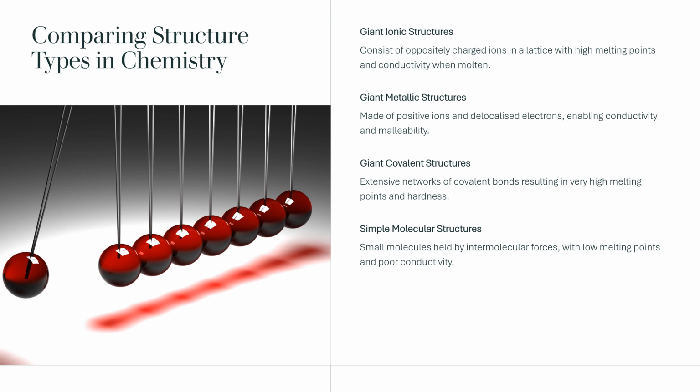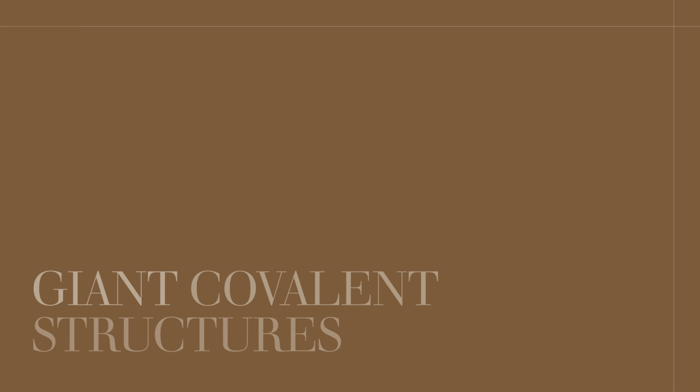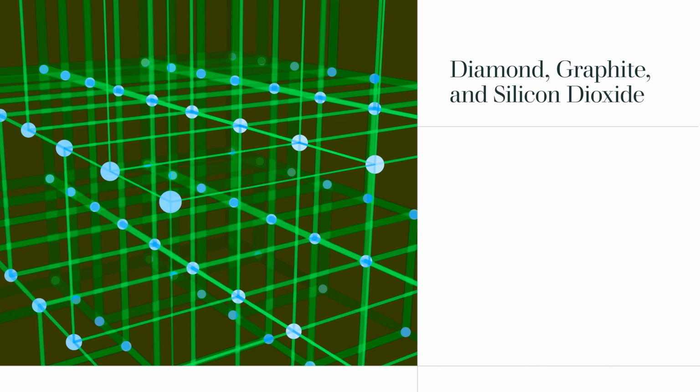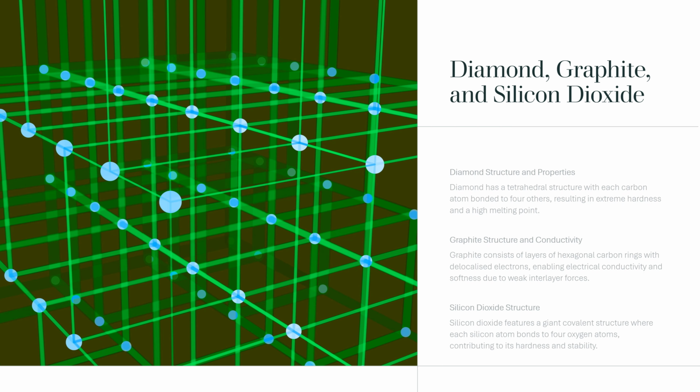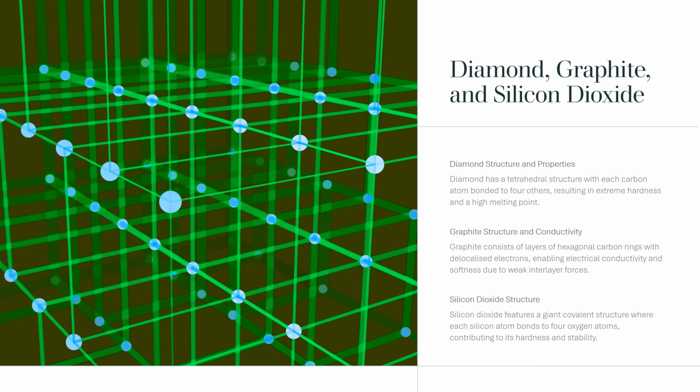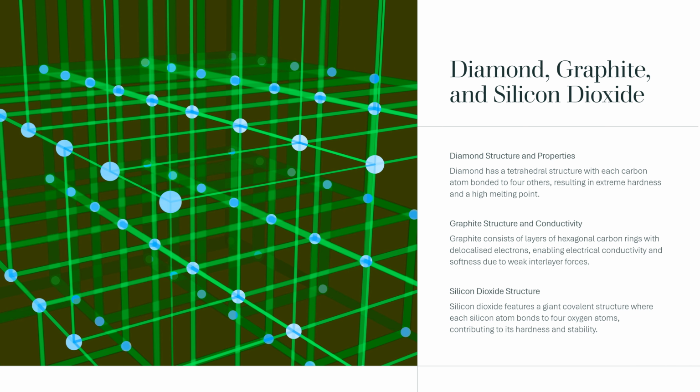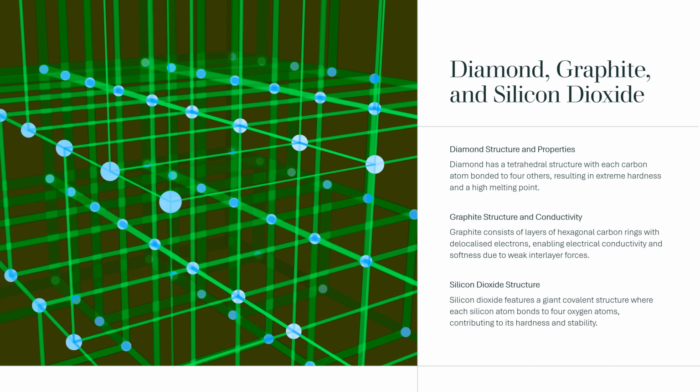poor conductivity. Giant covalent structures contain an extensive network of covalent bonds. Because these bonds extend throughout the entire structure, substances such as diamond and silicon dioxide have extremely high melting points and are very hard. Giant covalent, or macromolecular, structures consist of atoms joined by a continuous network of covalent bonds. Diamond is a classic example, where each carbon atom forms 4 covalent bonds in a tetrahedral arrangement, making it extremely hard with a very high melting point.